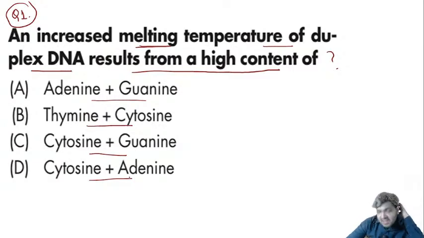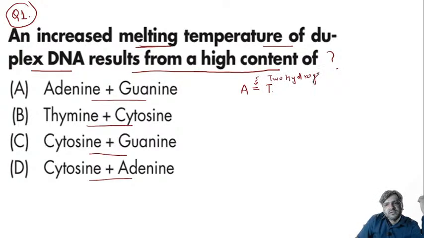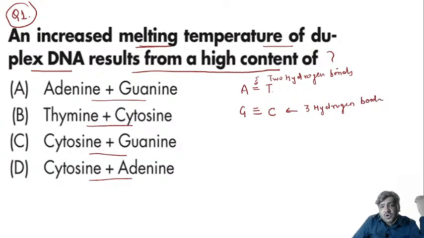Manisha, very good. See, guys, just tell me a simple thing. Suppose this is adenine and thymine, we have two hydrogen bonds, and we have guanine and cytosine, we have 3 hydrogen bonds. Which one is basically easier to break? The one with 2 hydrogen bonds.